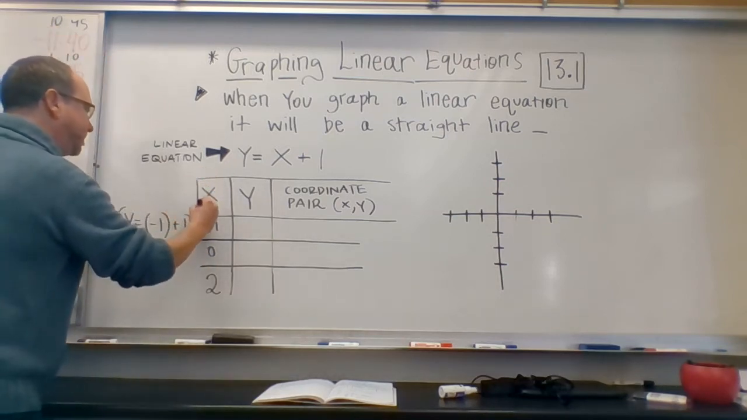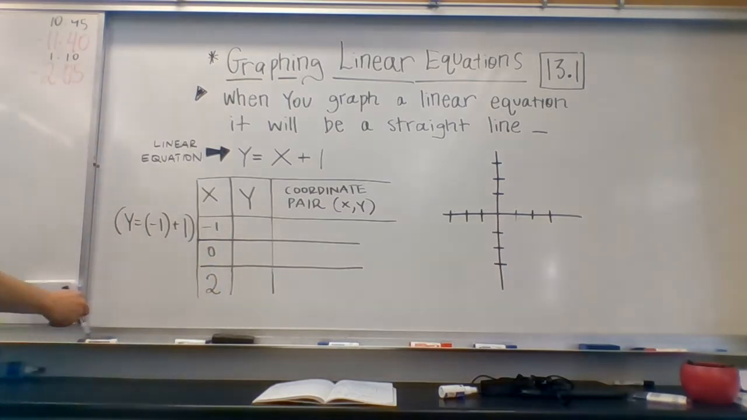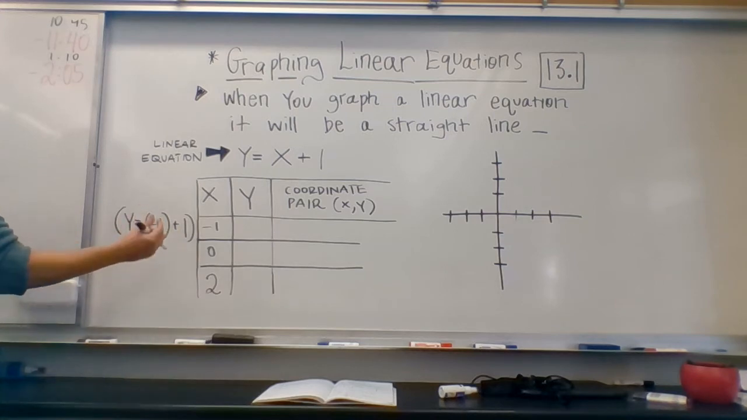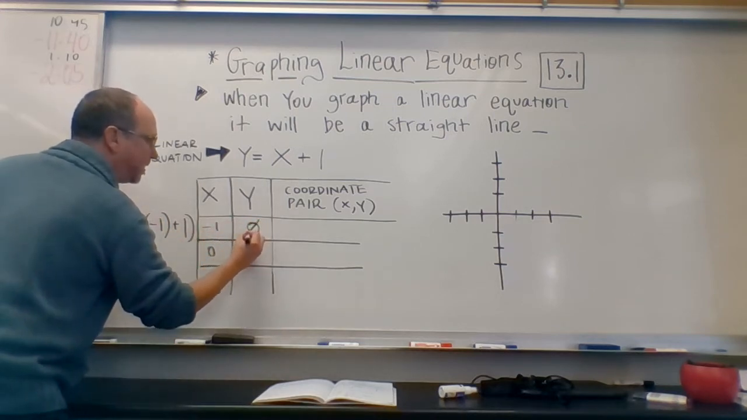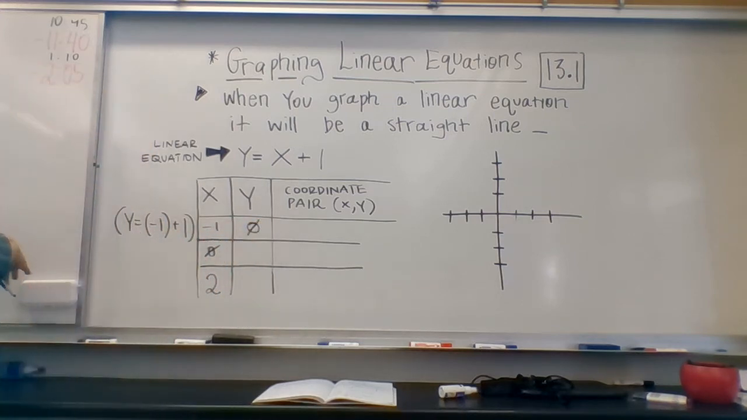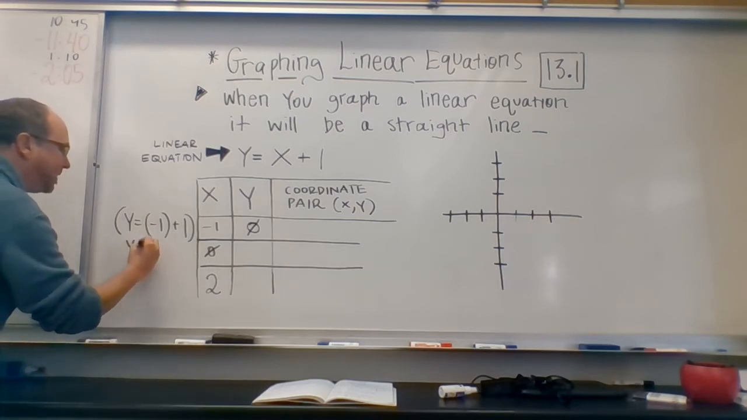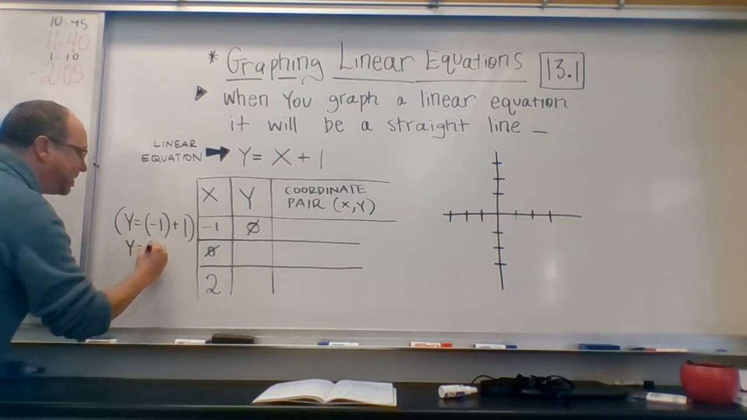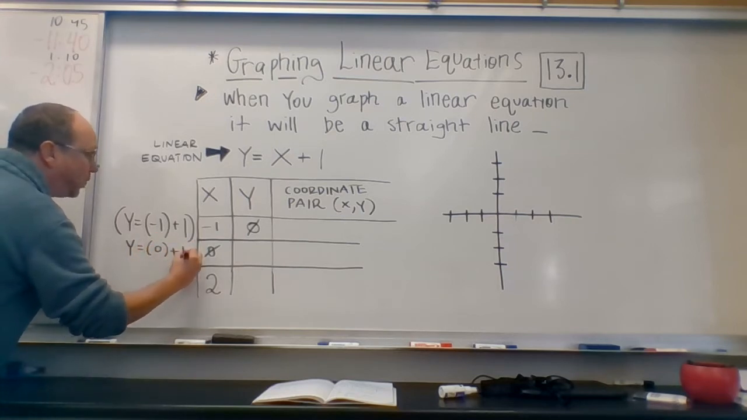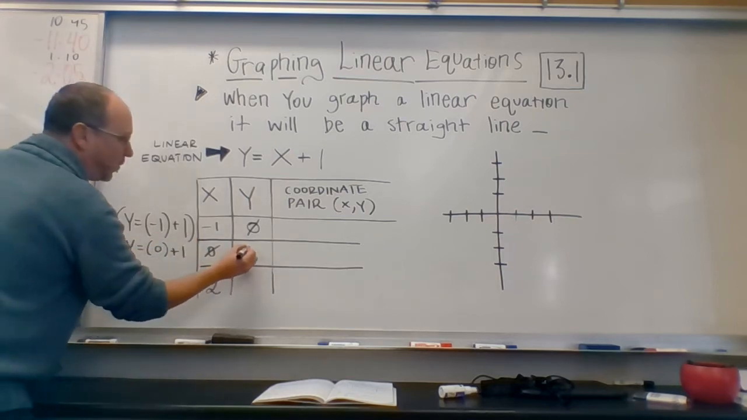And then we see this, right? So y is equal to -1 plus 1. So y is going to be 0 there. We see that. And then we're going to do that again. So here you've got y is equal to, x is 0, plus 1. So y is equal to 1.